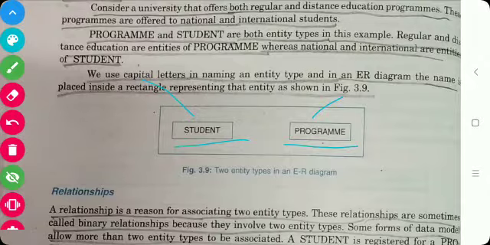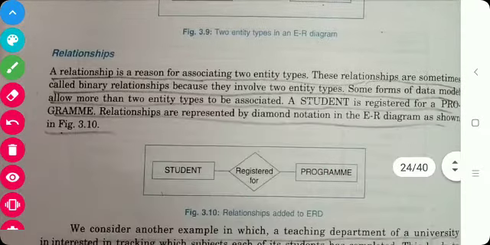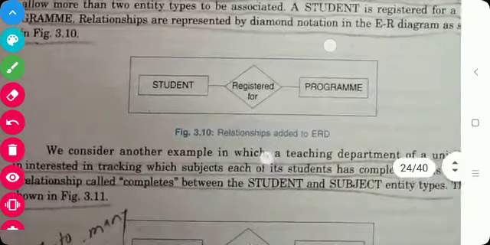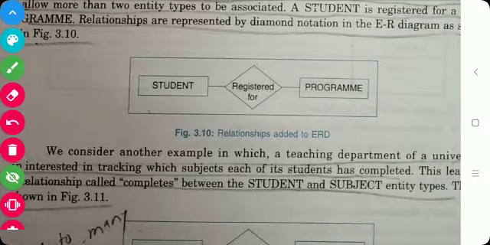Okay, so to represent these entities or entity types, we use capital letters as shown in the ER diagram. These are the two entities, and for the entities we use capital letters, and they are represented in a rectangle. So here there are two entity types, student and program. Now next is a relationship. A relationship is a reason for associating two entity types.